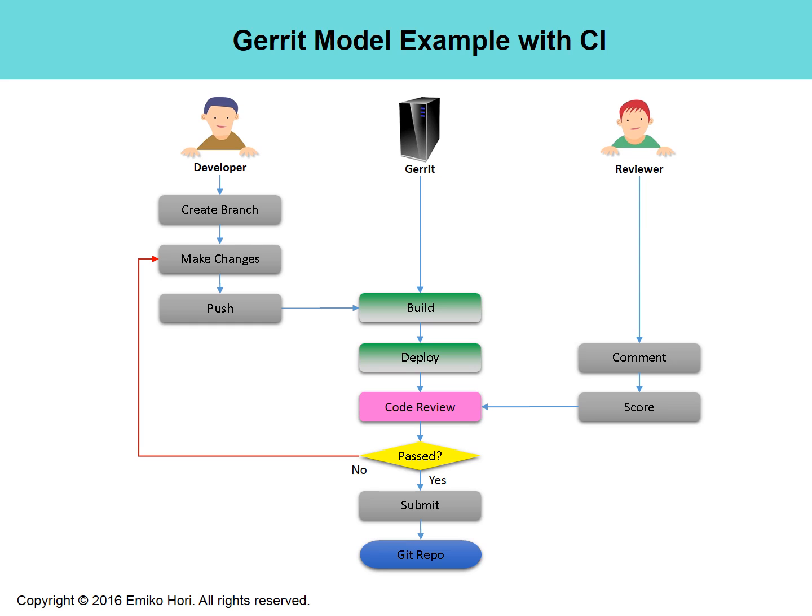When the reviewer thinks it has passed, then the developer can submit the code and finally go to the Git repository. If the reviewer doesn't think it's good enough code, then he or she can push it back to the developer and start all over again. For this particular model, we use the Gerrit Linux server Ubuntu 14.04.